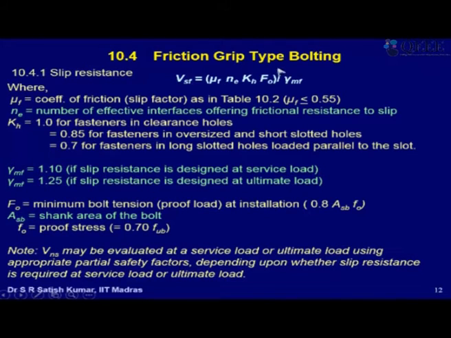Then F naught is that force that we are pre-tensioning, called the minimum bolt tension at installation, the way we are pre-tensioning the bolt at the site. Okay, so that is 0.8 times the area times small f naught, where f naught is taken as 0.7 times FUB. So irrespective of the grade of the bolt, you can take it as 0.7 times FUB.